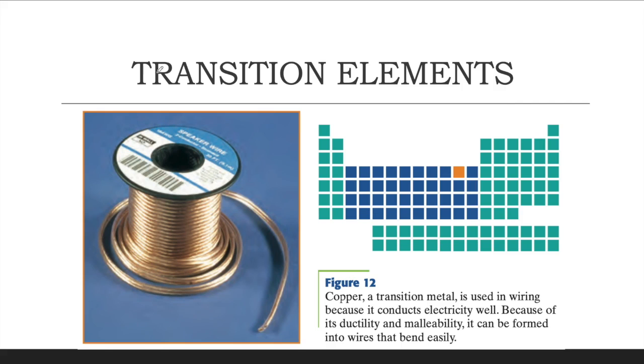Then you have the transition elements. Transition elements are present from group number 3 to 12. They are present right in the center. Some of the most important metals belong to this group. For example, copper, zinc, and iron all belong to the transition metals.